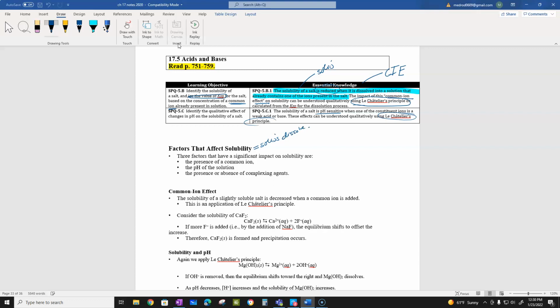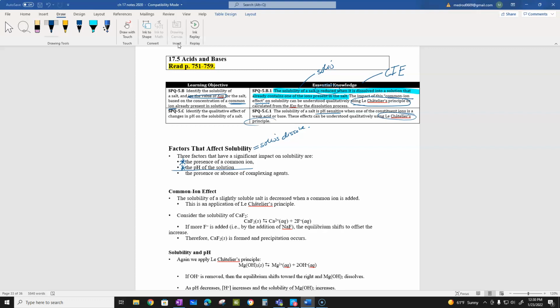3 factors. Number 1, common ion effect, pH of a solution, and the presence of a complex agent. I'm not going to talk too much about this one because AP does not test on this one too much. And what I mean by too much is I'm not even sure if I've ever seen it, okay? But that is 3 that come from the book, but these are the 2 that AP are talking about. So right here, common ion and pH sensitive. That's it. That's all we're going to talk about because that's the 2 learning objectives that they mention, okay?